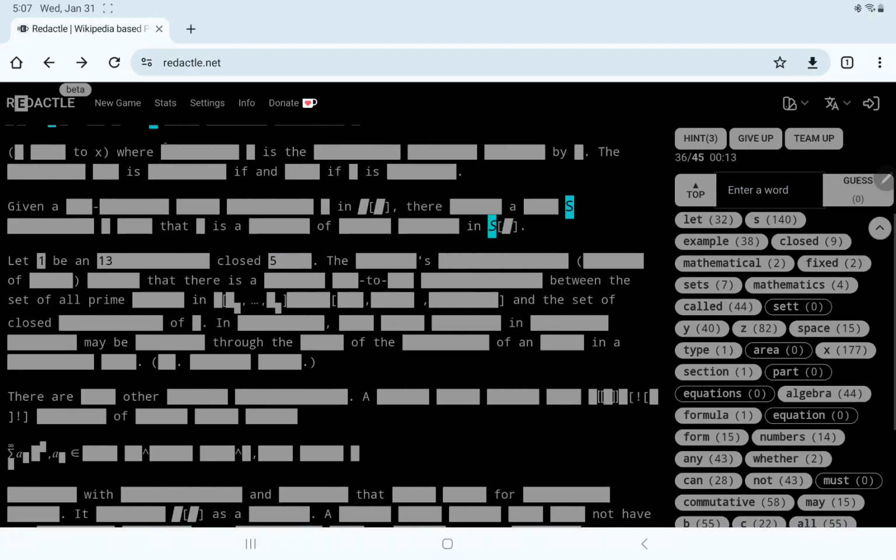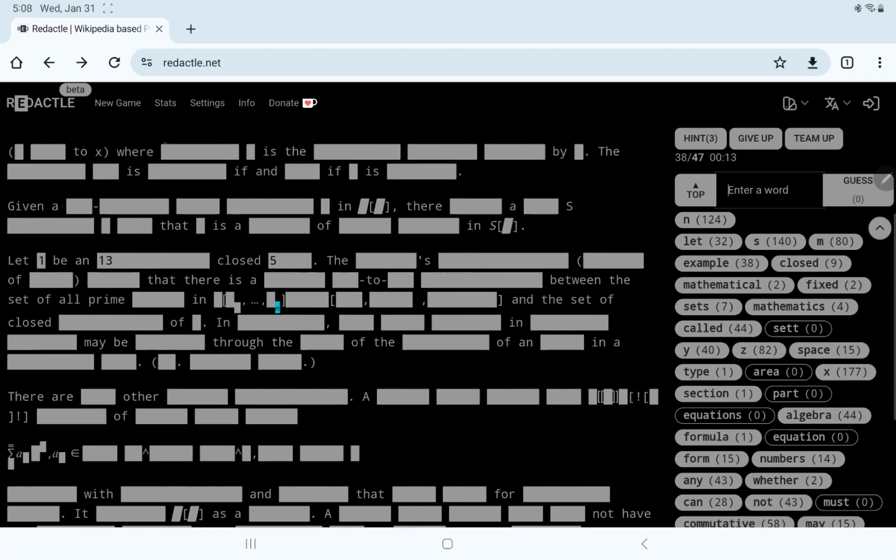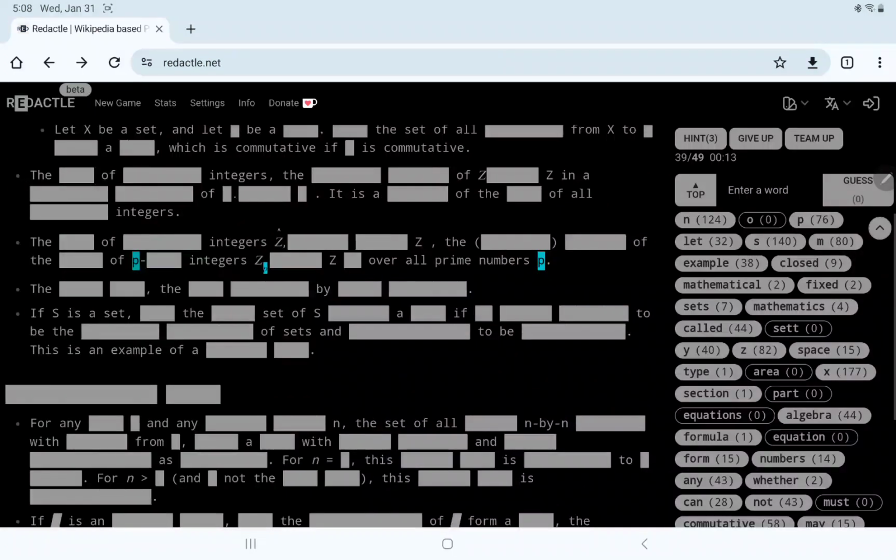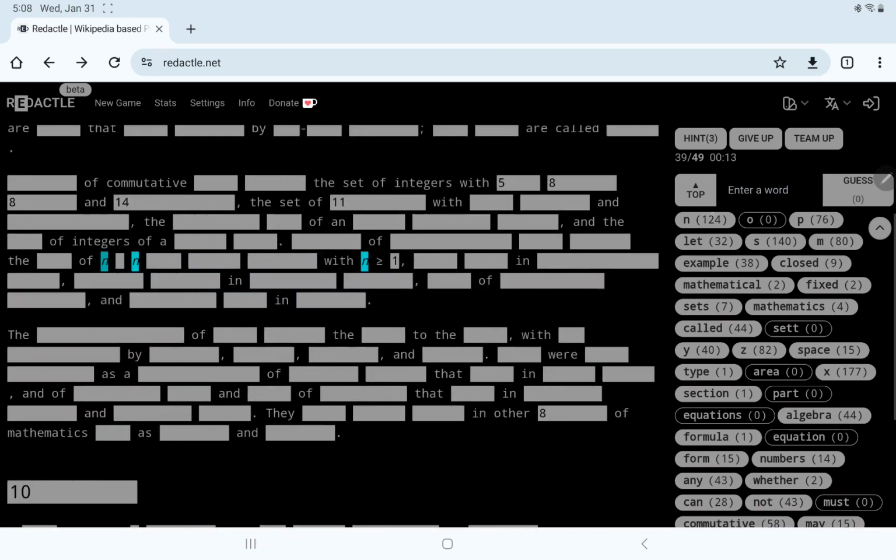Let S. We've done ABC, X, Y, Z. Yeah, M is usually a good one. N. O, no O's. P. Which do we have the most of? S, but of course there could be a whole load of those for other reasons. Yeah, surprised there's so many N's, but I suppose it's often used for an unknown number.